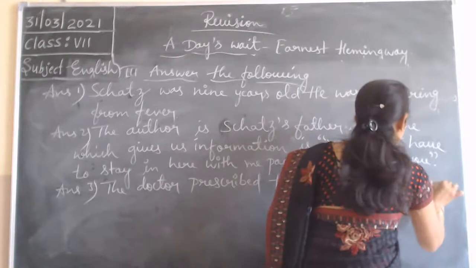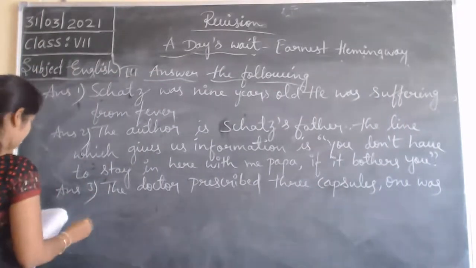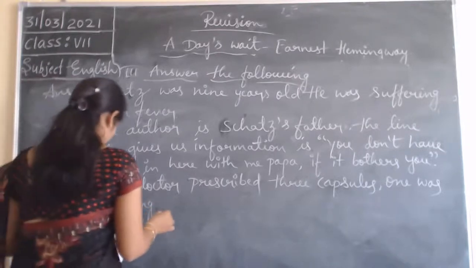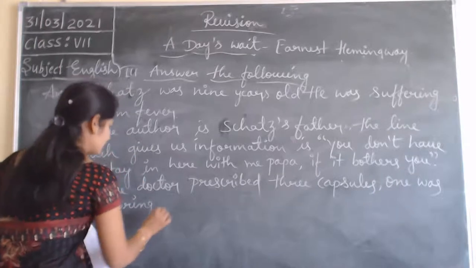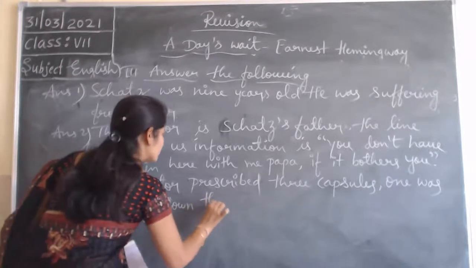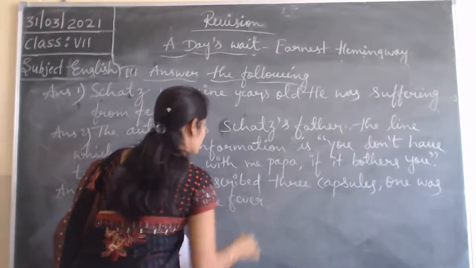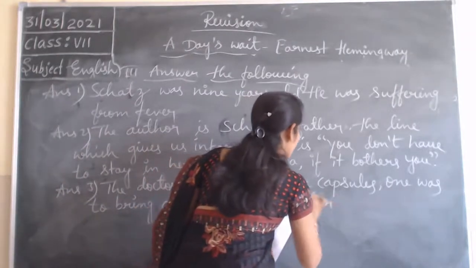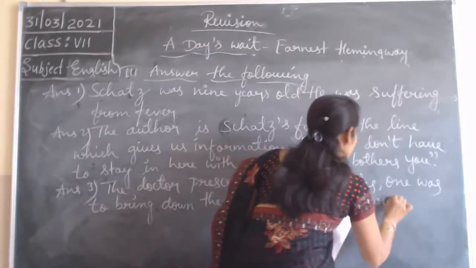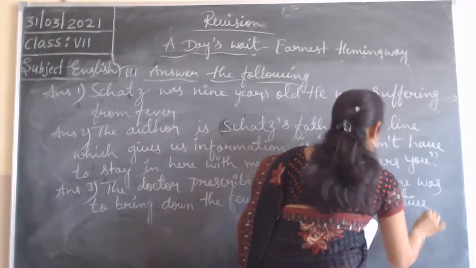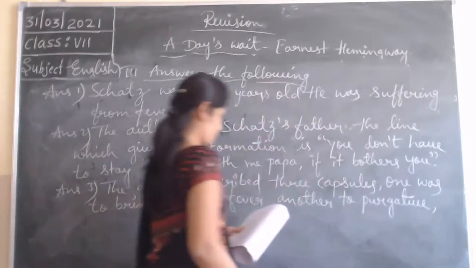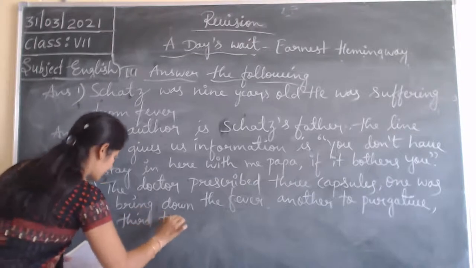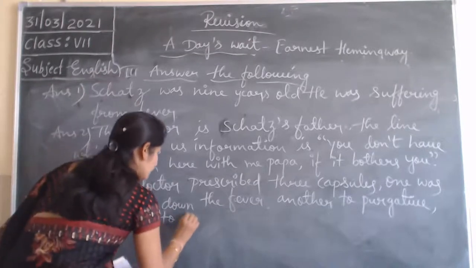One was to bring down the fever. First capsule was to bring down the fever. Next, another to forgive you. The third one is to overcome an acid condition.